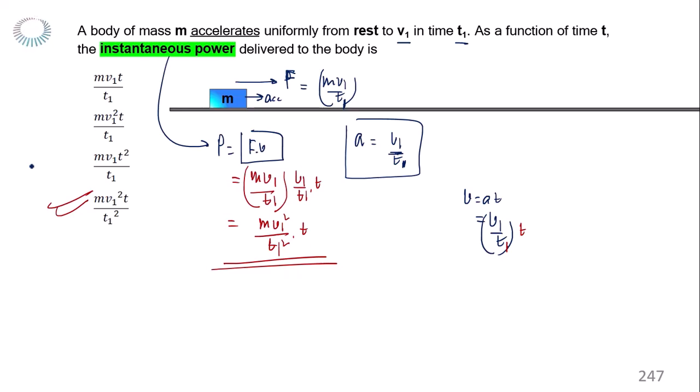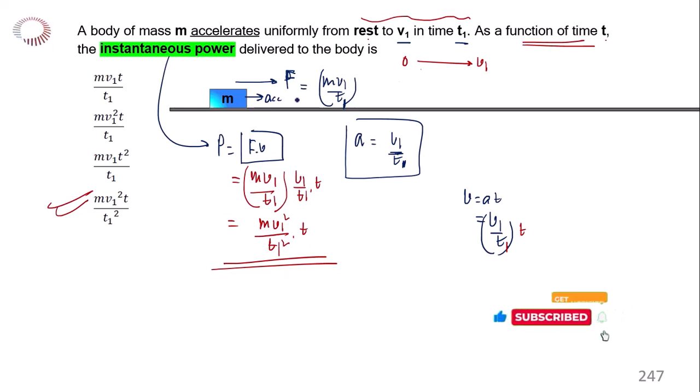Okay. So the particle is moving with some acceleration. Information is given regarding the acceleration that the particle accelerates from 0 to V1. So from 0 to V1, the acceleration takes place in time T1. Corresponding to the acceleration is known as V1 by T1. But you have to write the power as a function of T, not T1. That means you should calculate the velocity V as a function of T only. So what is that velocity? That is equal to simply A into T.